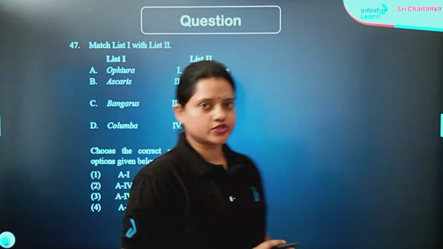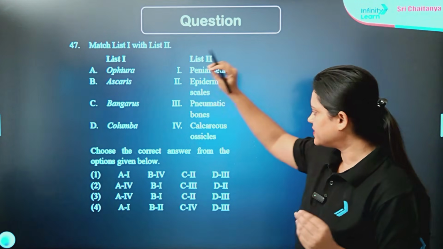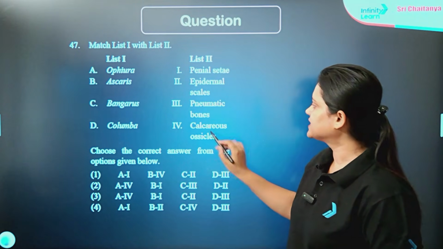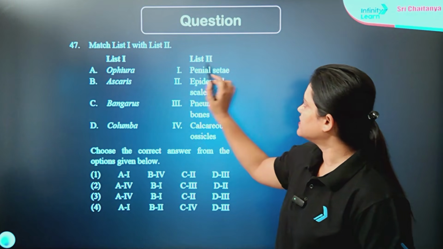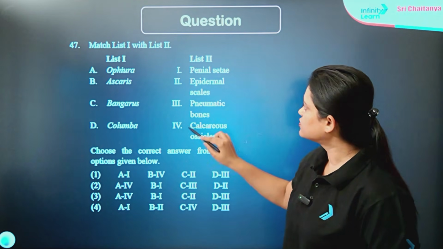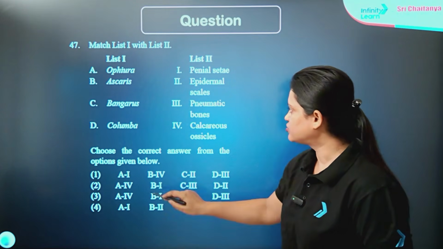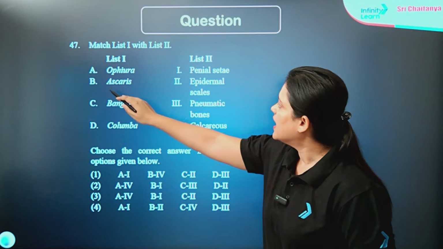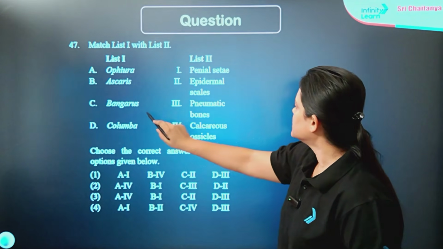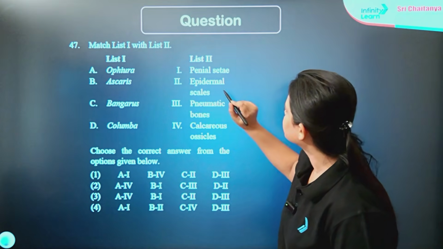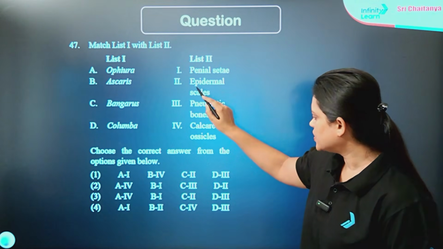So the first question was related to animal kingdom. So Ophiura belongs to Echinodermata. So we will match it with calcareous ossicles. Now Ascaris will have pseudocoelom. That means 4, 1. So we have a tie between option number 2 and 3. Let's see what is Bungarus. Bungarus will be reptile, right? So it will be having epidermal scale. So C will be matched with 2, right?